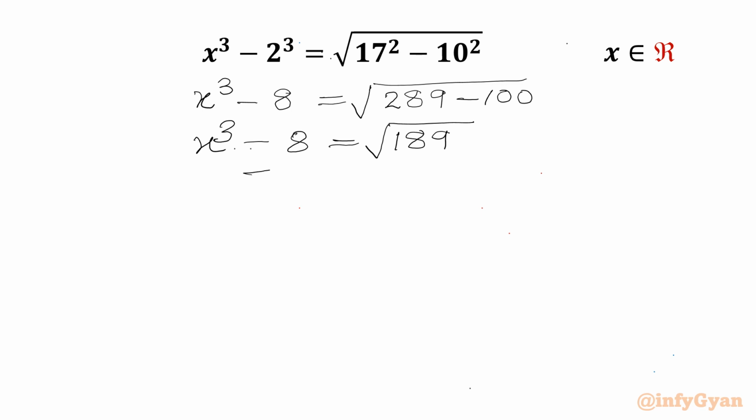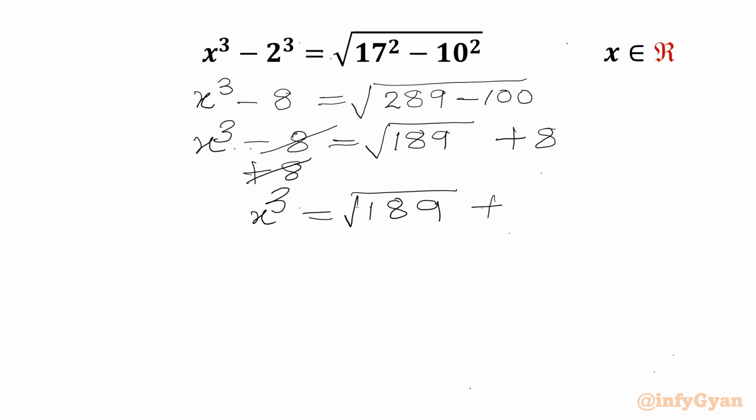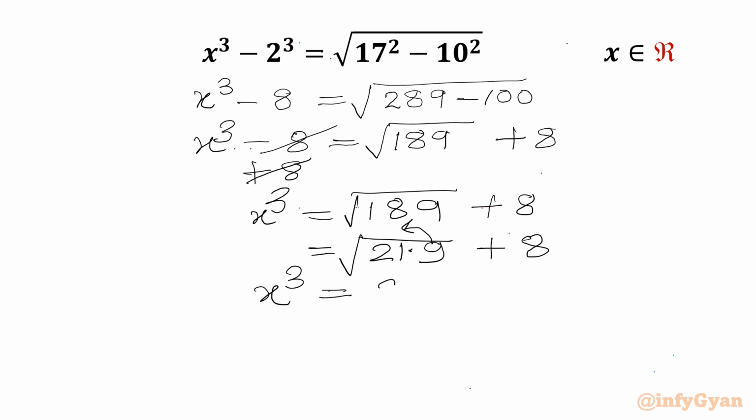Now add 8 to both sides. We will get x cube equal to square root 189 plus 8. Now we can write square root 189 as square root of 21 times 9, plus 8. So this 9 will come out as 3. So we can write x cube will be equal to 3 square root 21 plus 8.